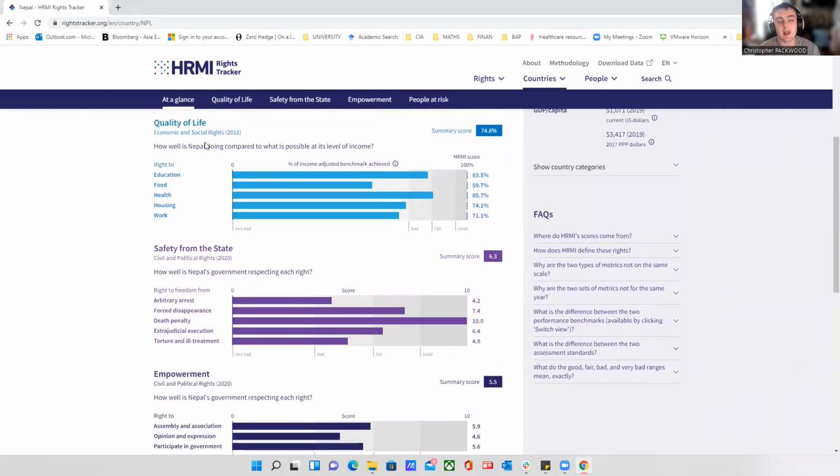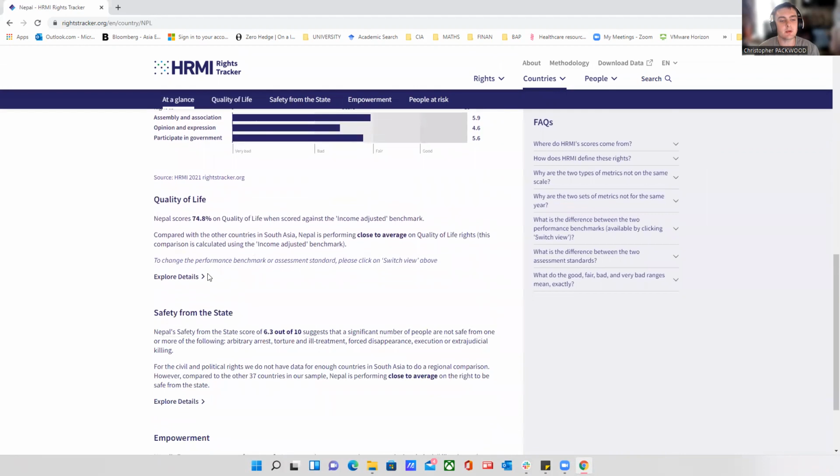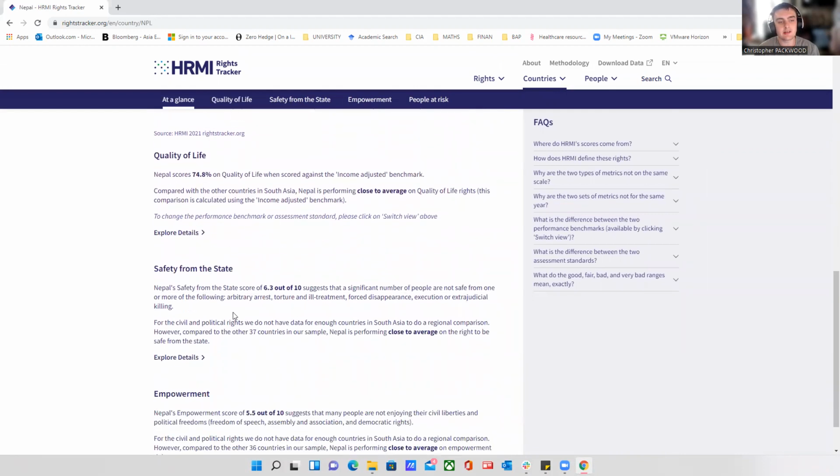So we have our quality of life rights, which encompass our economic and social rights that we measure. We have our safety from state and empowerment rights, which covers our civil and political rights that we measure. And then underneath, we also have some summary statistics about scores, and also when we compare Nepal to other countries within the region that it is in, based on its income adjusted benchmark, which is South Asia.